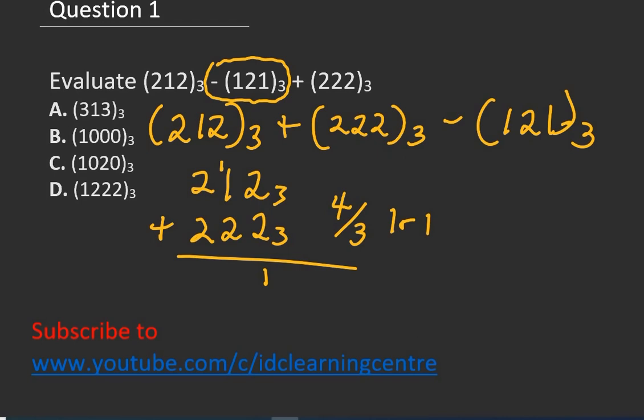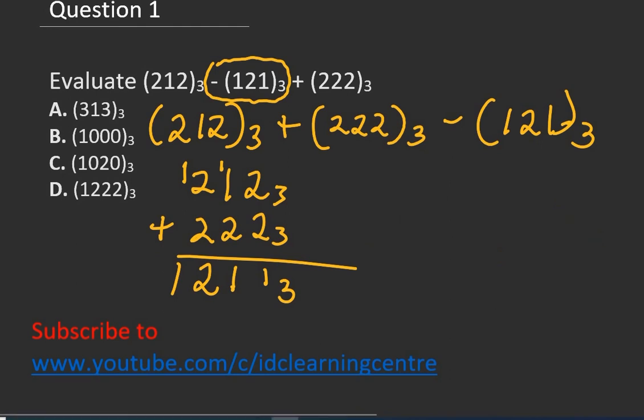2 plus 1 plus 1 is 4. How many times can 3 go into 4? 1 remainder 1. Keep the remainder. Move the 1 here. 2 plus 2, 4 plus this one, 5. 5 divided by 3. How many times can 3 go into 5? That's 1 remainder 2. Keep the remainder, and then you bring the 1 here. So I summed up and I've gotten this answer in base 3. Now I've done the addition. Okay, now we have to do the subtraction.